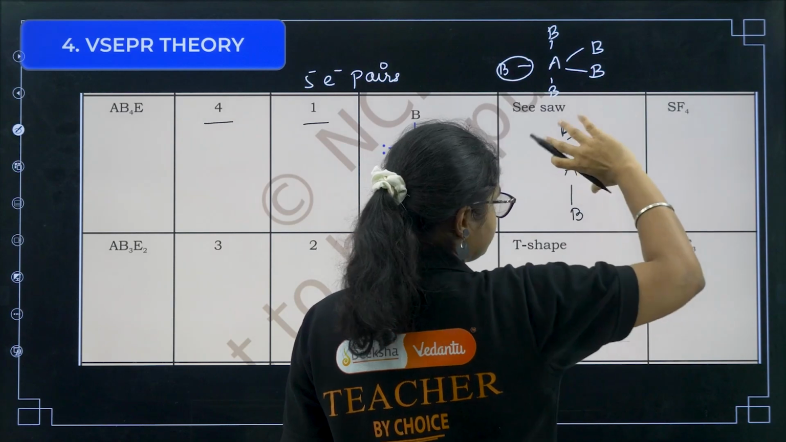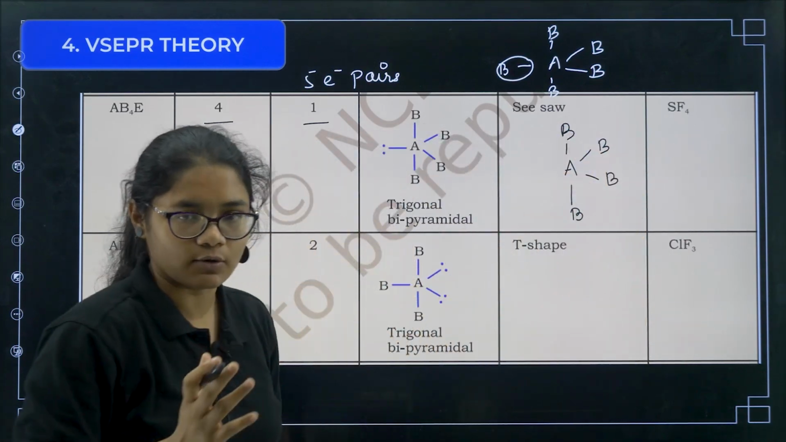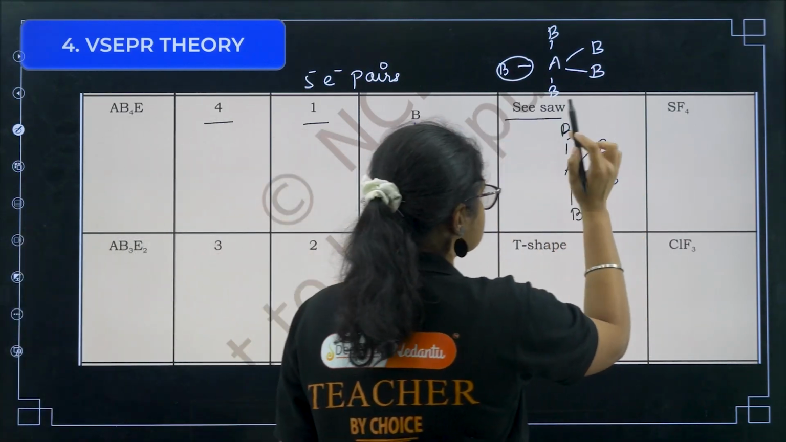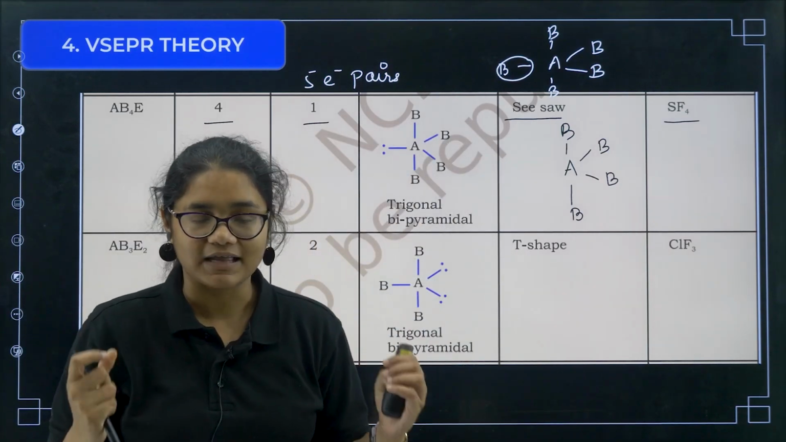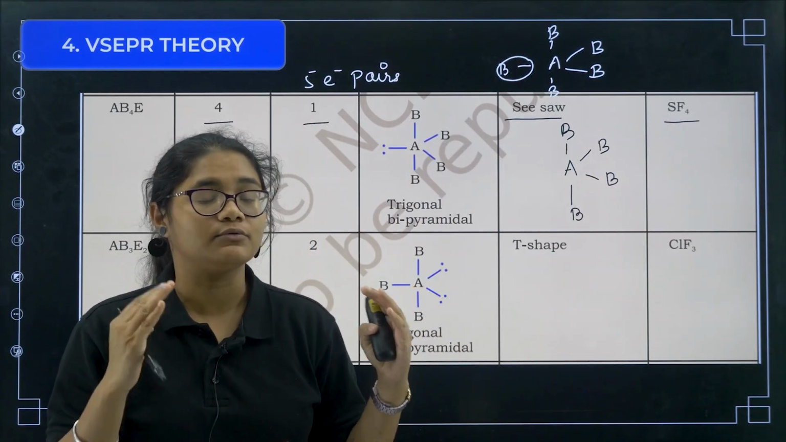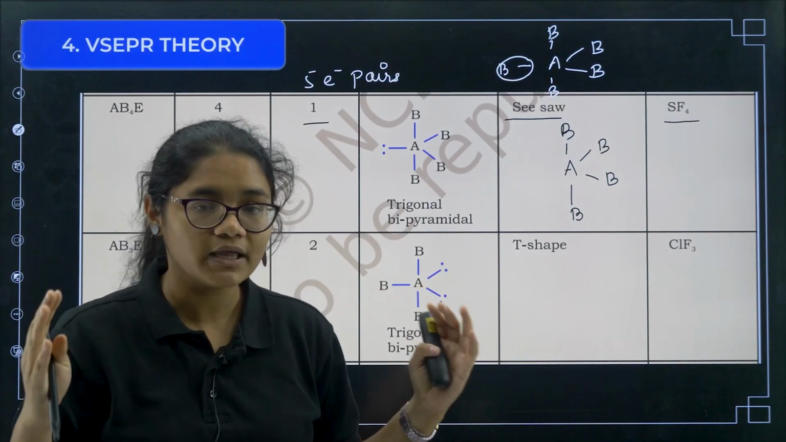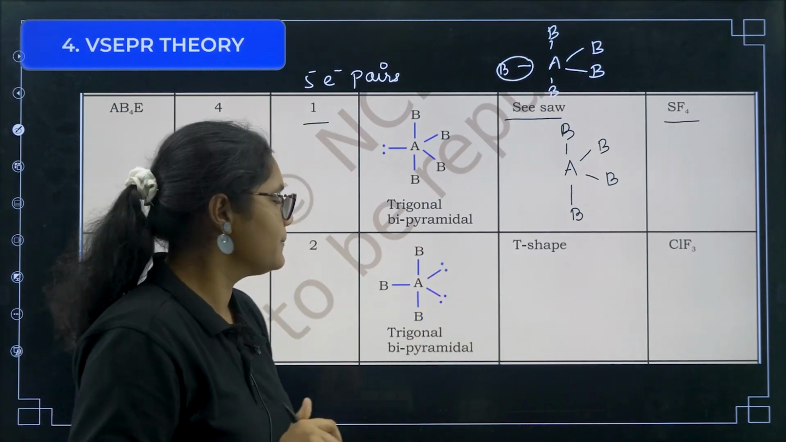So you can see if you just turn it, it looks like a seesaw. That is why the shape is called seesaw shape, and the example is SF4. You need to remember the examples of each type of geometry, because questions will be asked from here definitely.